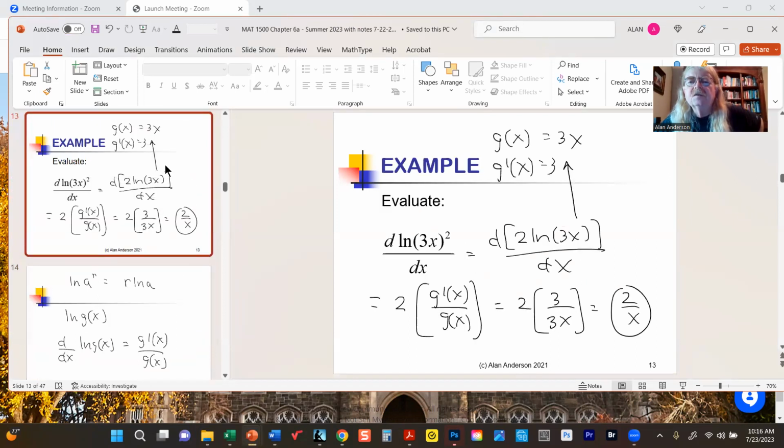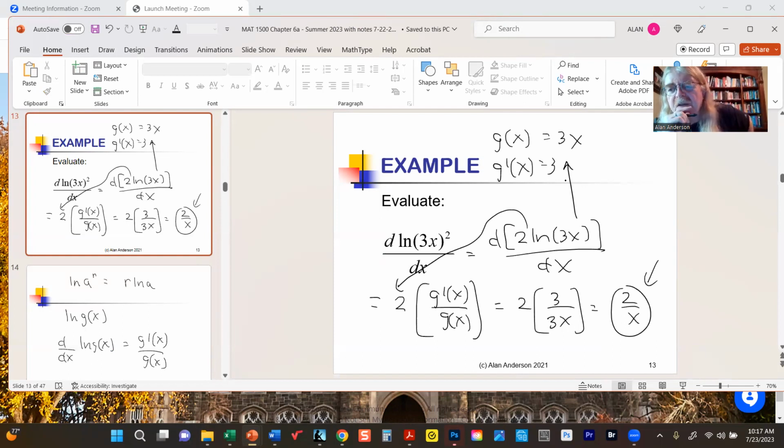Let's allow g of x to be 3x. So you've got the log of 3x, and that implies that g prime of x is 3. Given that we know our result will be g prime of x over g of x, the 2 has been moved out here. We've already calculated that g prime of x is 3, which goes in the numerator. 3x is our g of x. And so when we're done, we end up with 2 over x.